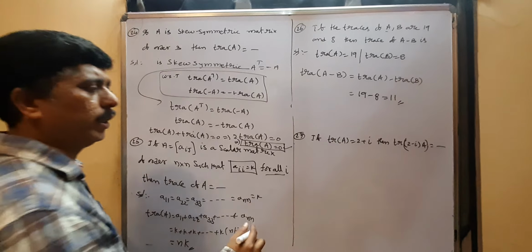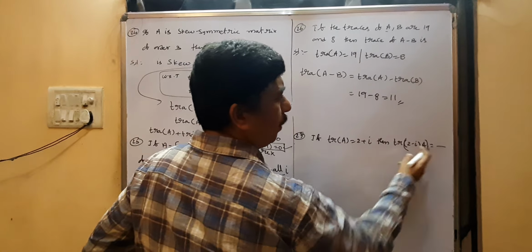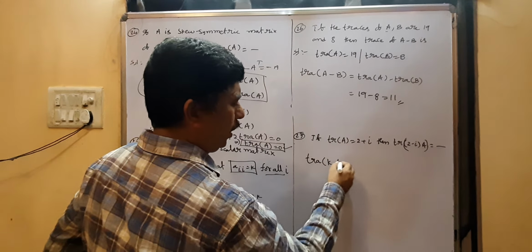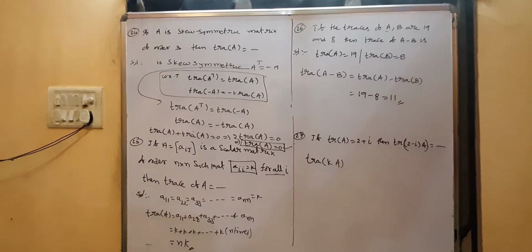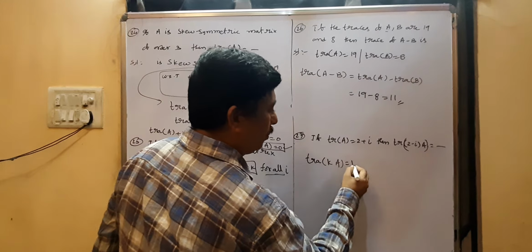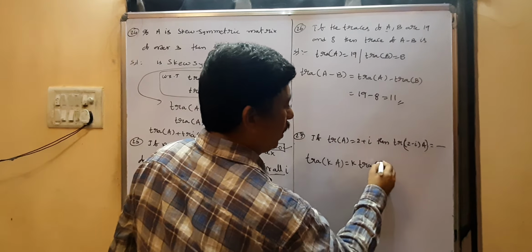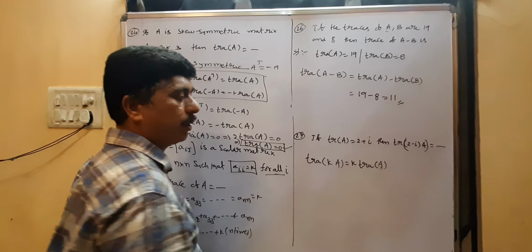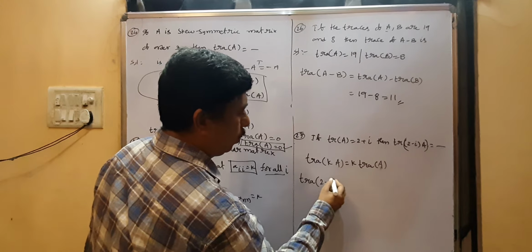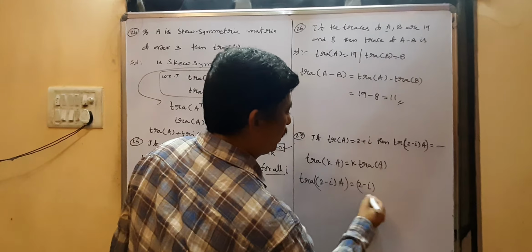Next, 27th question. Trace of A is 2 plus i, given. Find trace of (2 minus i) into A. We know the formula: trace of K times A equals K times trace of A. So trace of (2 minus i) A is equal to (2 minus i) times trace of A.